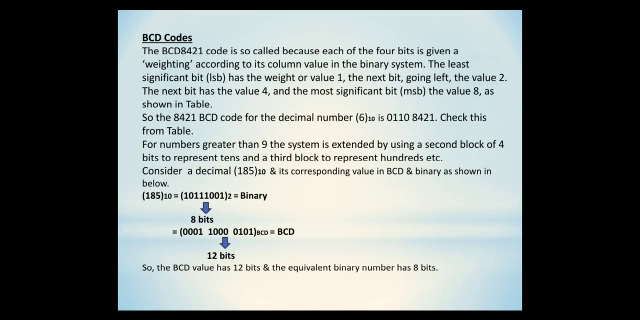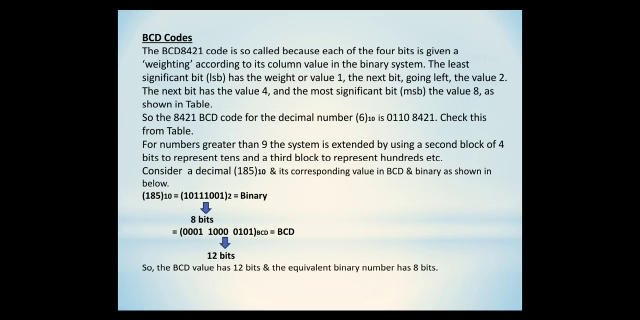For numbers greater than 9, the system is extended by using a second block of 4 bits to represent tens, and a third block to represent hundreds, etc. Consider the decimal number 185 and its corresponding value in BCD and binary, as shown below. Here I am taking the example of the decimal number 185 converted to binary and to BCD form.